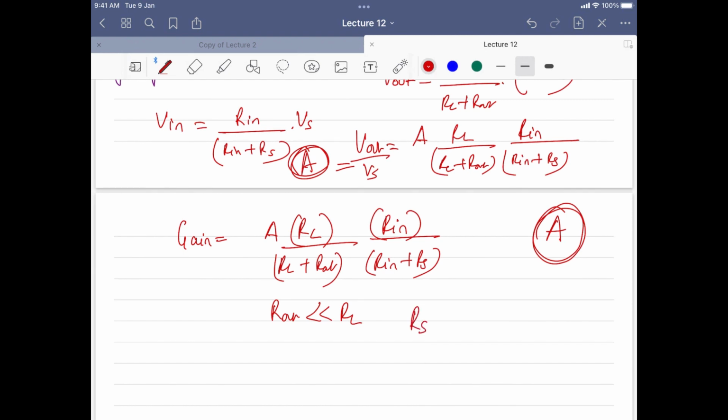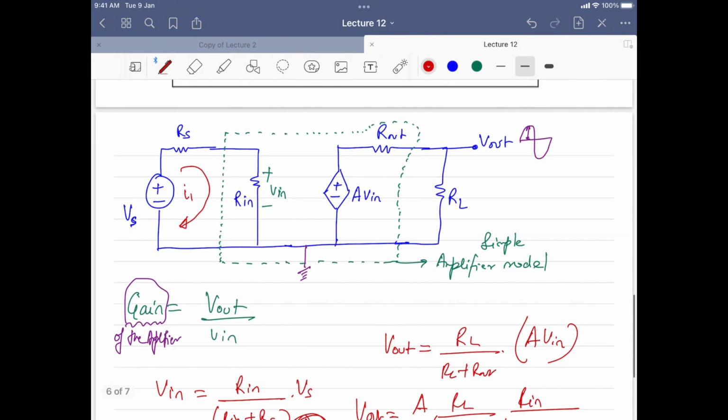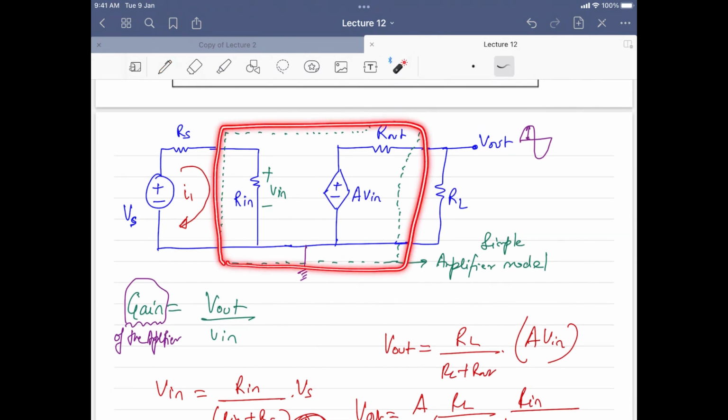RS has to be very less than RS. Very less than RS. Will it be or not? Yes, sir. Or you can say your Rin has to be very, very large than RS. Rin has to be very, very large than RS. That is it, right? So what is Rin? Rin is actually the property of the amplifier. Can you see this? This is the amplifier, right? And I told you, you cannot see inside.